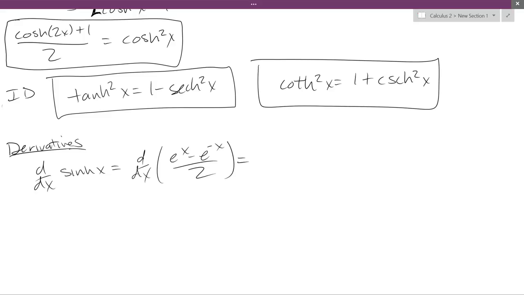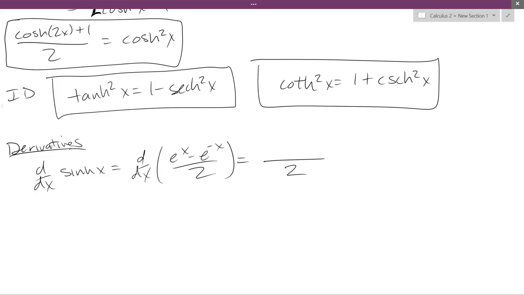e to the x is the best derivative. You don't have to do anything. You have a little chain rule going on, though, so you do have to pay attention to that. So that divided by 2 survives. That's just a constant multiplier. So that survives. So go ahead and take this derivative here.